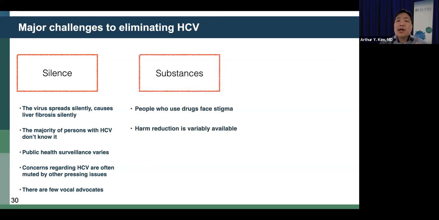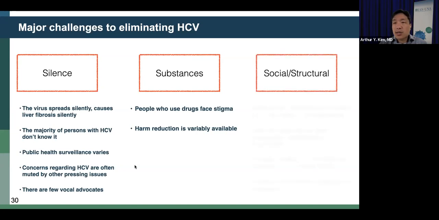Substances are a major issue. People who use drugs face the stigma. They often are stigmatized and even traumatized by the healthcare system itself. So finding ways to reduce stigma, both on an individual interaction level as well as on a systems level, becomes important. Harm reduction is very available in our country. And so depending on where your practice, and so those of you who answered her substance use and getting that addressed as a barrier, it is important.